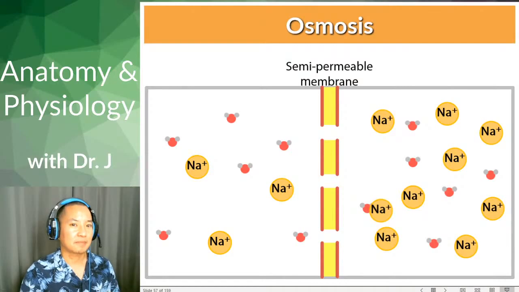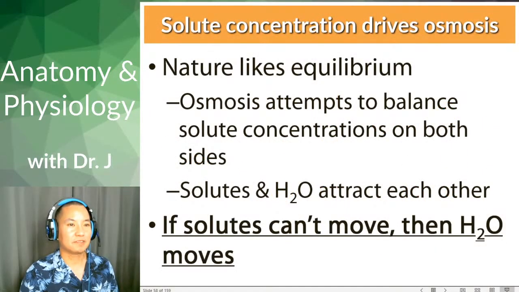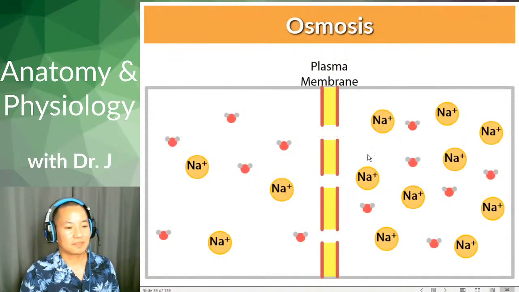But what can pass through a plasma membrane? If solutes can't move, then water moves across the plasma membrane. Remember, our solutes are kind of trapped. The sodium is trapped, but water can move from one side to the other. And why is it going to move this way?